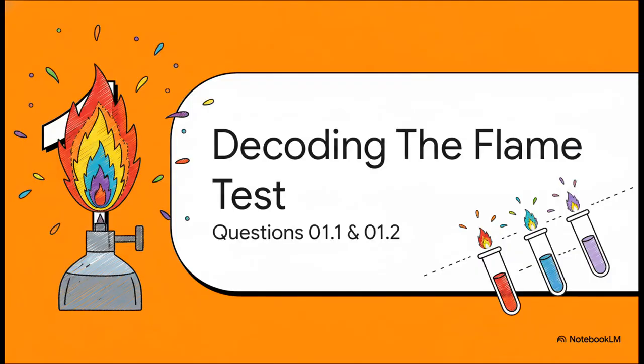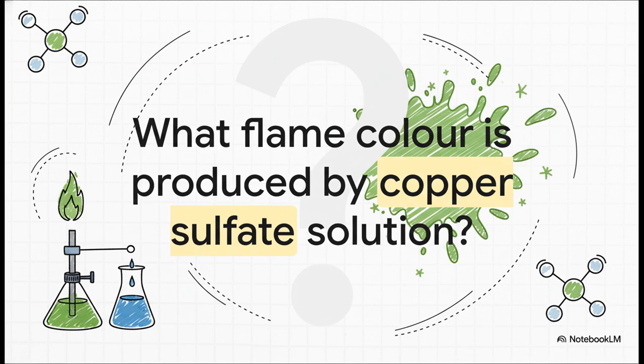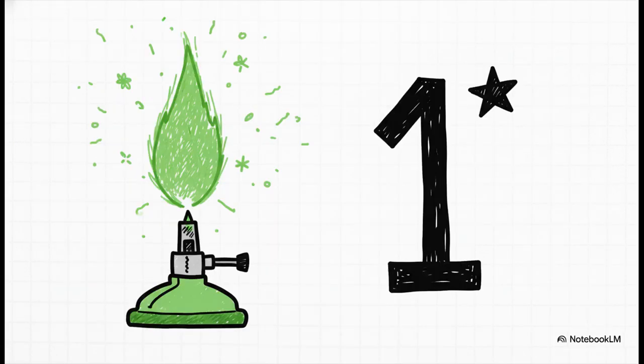This is such a classic experiment. It's colorful, it's memorable, and it's all about identifying metal ions from the unique light they give off when you heat them up. Okay, the first part is a nice, straightforward one-marker. It's a pure memory question. What color do you get when you put copper sulfate in a flame? And the answer is green. Simple as that. 1 mark in the bag. It's just one of those facts you've got to know.